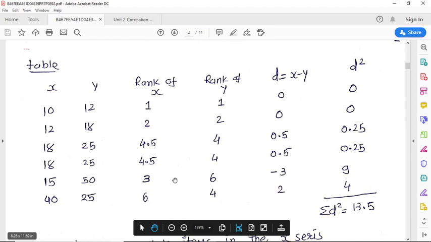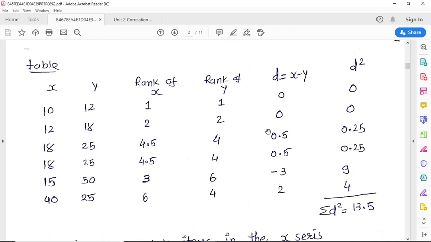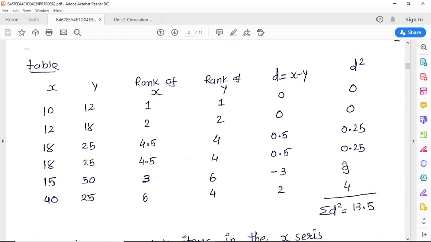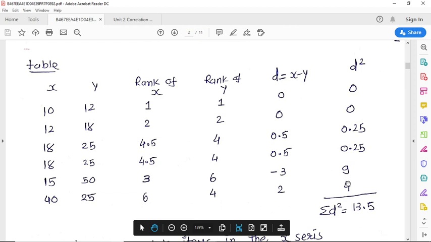This is the ranking when we have the same value in the actual data. Now take the difference, d is equal to x minus y, so that gives 0, that is also 0, 4.5 minus 4 is 0.5, that is also 0.5, that is minus 3, and 6 minus 4 is 2. Then squares: 0.5 squared is 0.25, that is also 0.25, minus 3 squared is 9, and 2 squared is 4.